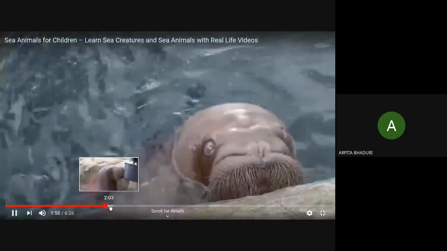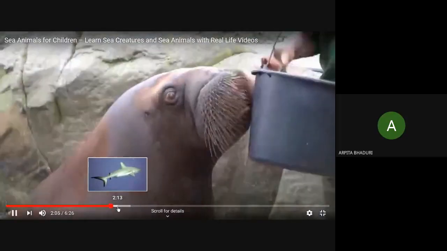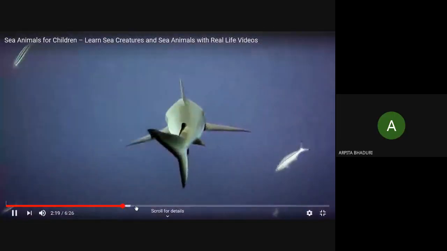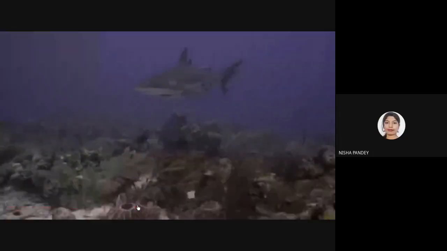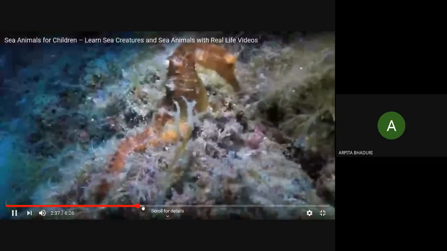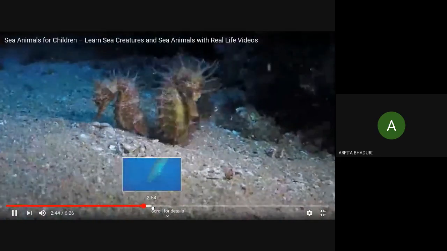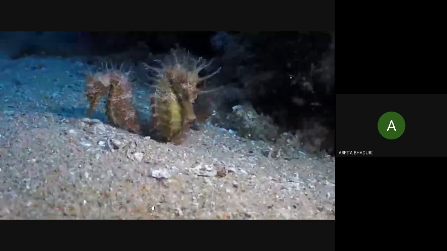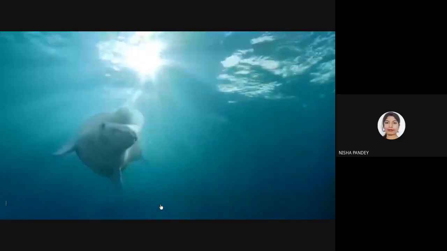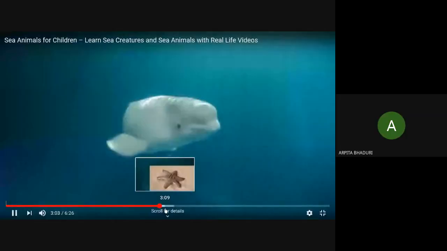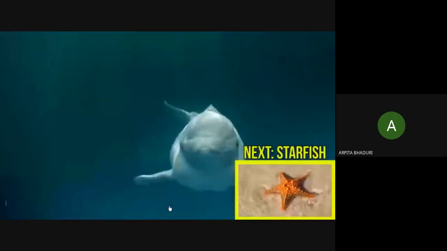It is the walrus. See, it has a mustache. Now this is a very dangerous shark. This is the seahorse. It lives inside the water. This is the, can you tell me the name? It is the whale.